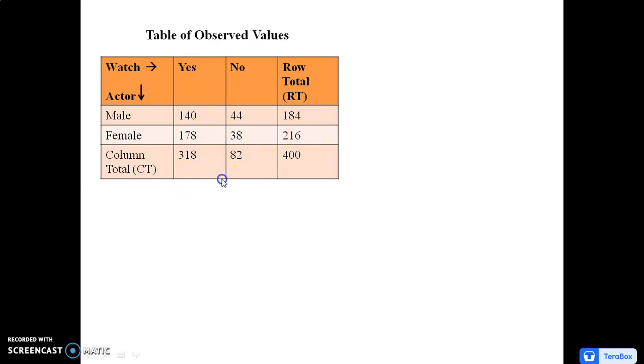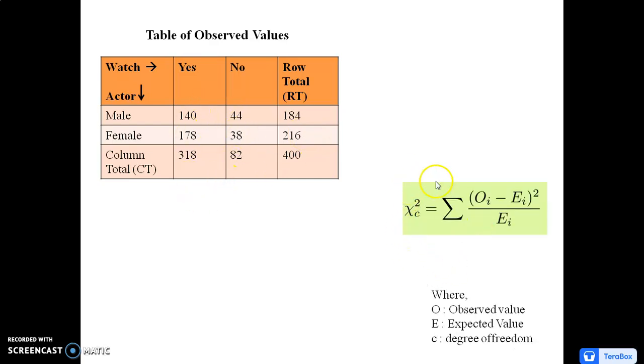Now, to compute chi-square, this is the formula that is to be used. Chi-square is represented by X square. C is nothing but the degree of freedom that we will be seeing in the upcoming slide. Summation of observed values minus expected values, the whole square, divided by expected value. Here we have O, which are these values 140, 178, 44 and 38. But we do not have the corresponding expected values. For that we need to calculate.